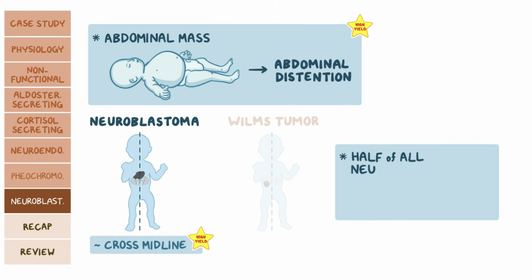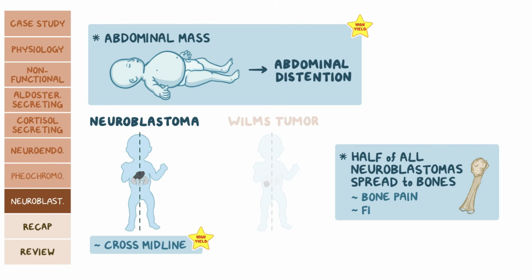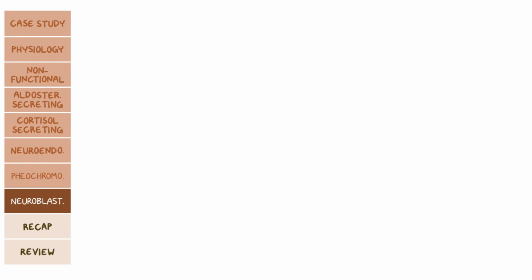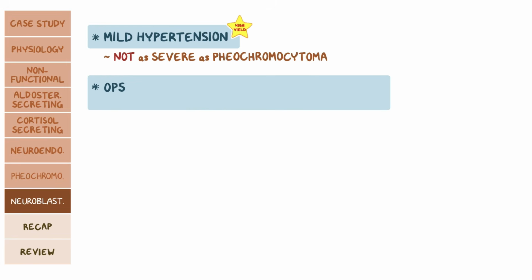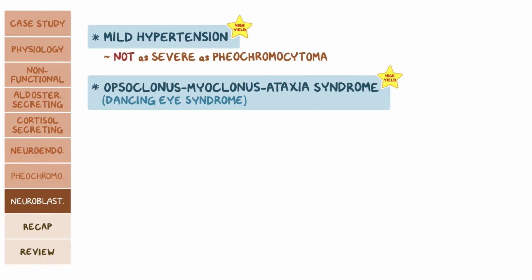About half of all neuroblastomas spread to the bones, causing bone pain and small fractures. With the secretion of catecholamines, there might also be mild hypertension, although it's not nearly as severe as in pheochromocytoma. Sometimes there might be a paraneoplastic syndrome called opsoclonus-myoclonus ataxia syndrome, or dancing eye syndrome.